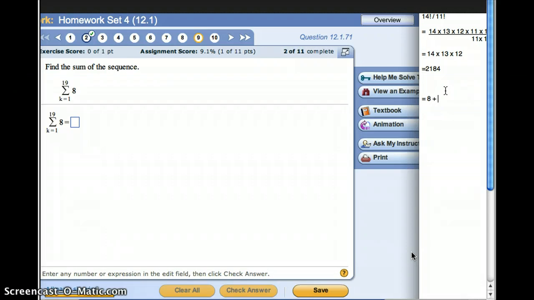When k is 2, 8 is still 8. When k is 3, 8 is 8. And this is just going to be a whole bunch of 8s added up together, isn't it? If you think about it, you start with k equal 1 and you go up to k equal 19, that's 19 total terms. This is just going to be equal to 19 times 8. Again, I'm using my calculator. Probably shouldn't have to, huh? 152.